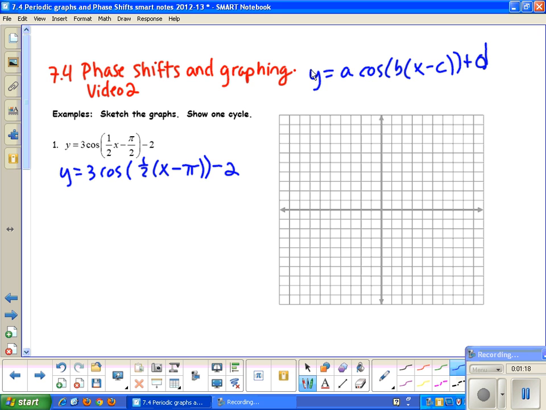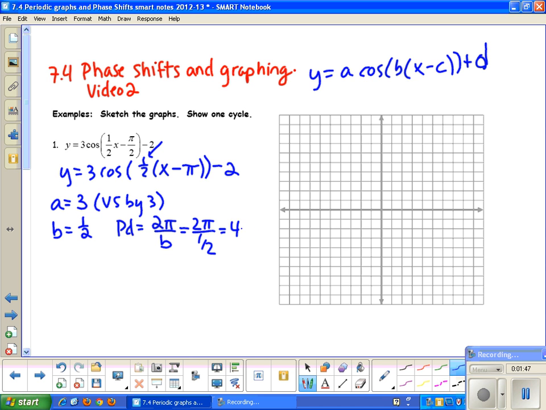Now for this, I want to write down what everything means. So my a value, since it's cosine, is my amplitude. So remember that's a vertical stretch by a value of 3. And my b value is equal to 1/2. That's this value right here. And remember from that we can get the period of our function, because the period is equal to your parent graph period, which in this case is 2 pi, divided by your b value. So I know the period is going to be 4 pi.